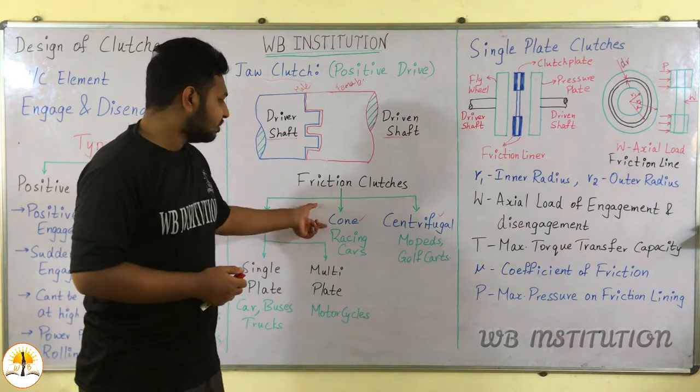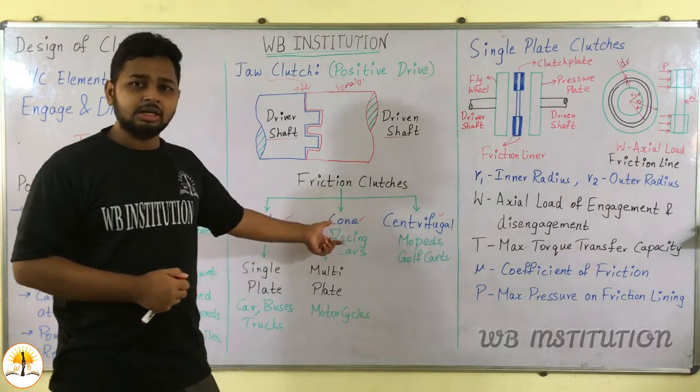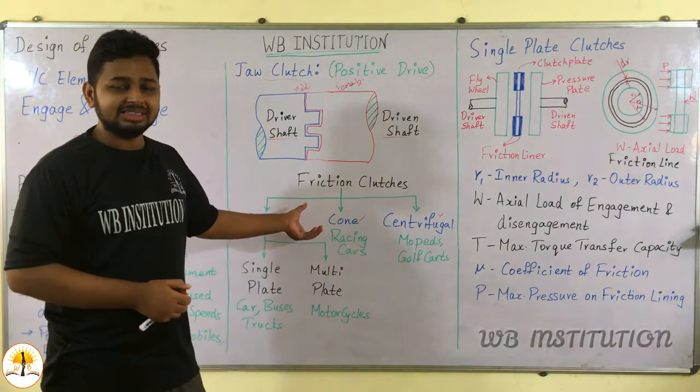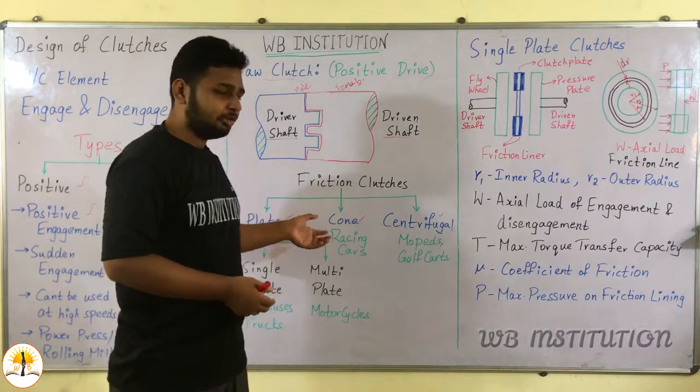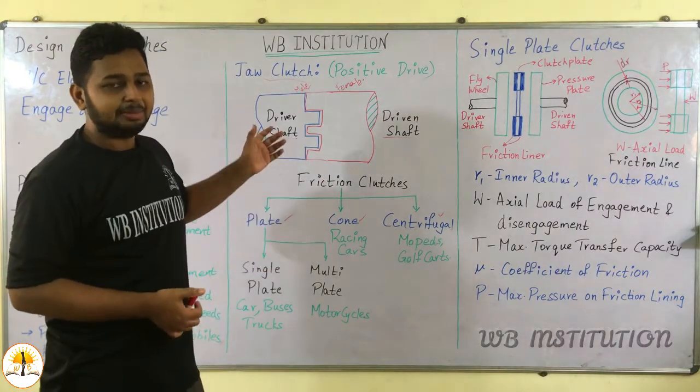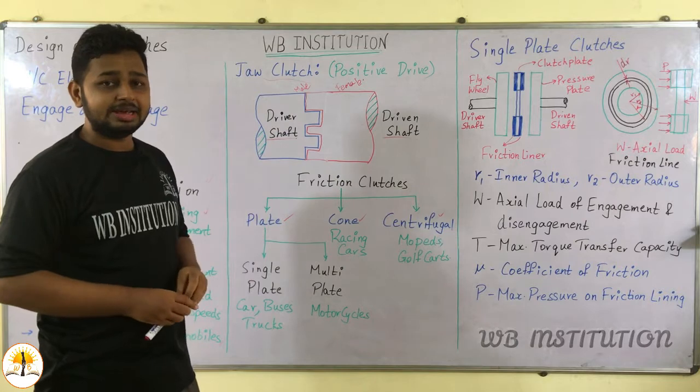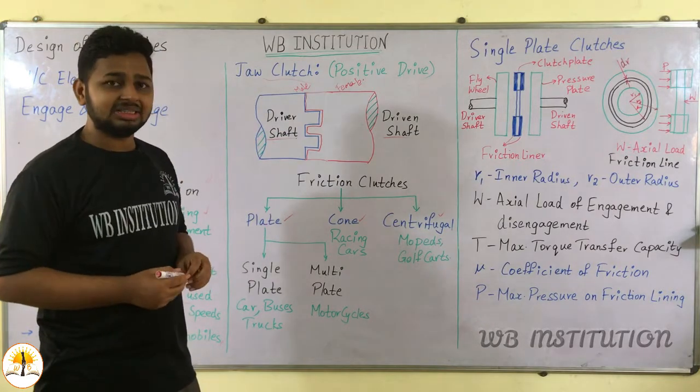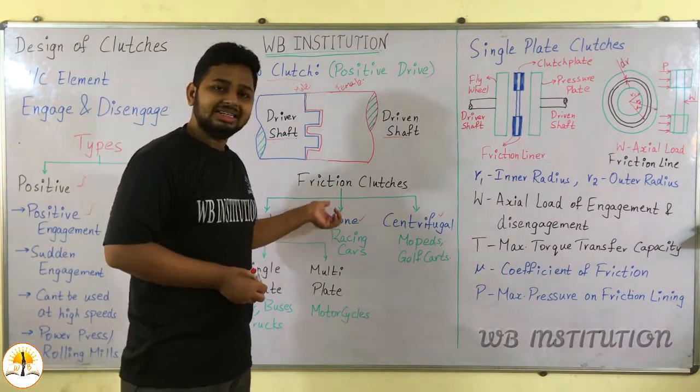And cone type of friction clutches are used in racing cars. Why? Because there will be a rapid movement of the clutch between the driver and driven pulley, the driver and driven shaft. That's why it is used in racing cars.